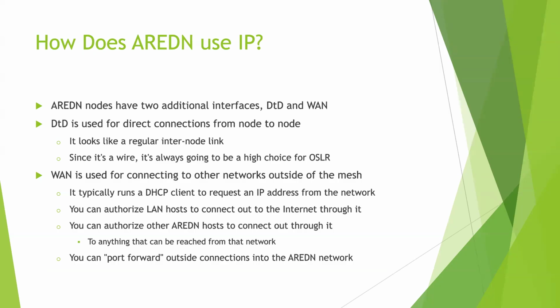Okay. And then the WAN is used for connecting to other networks outside of the mesh. And the idea there is if you've got your AREDN device attached to your home network, that is done through the WAN port on the AREDN device. And so you can actually connect to that AREDN node's IP address from outside from your home internet. And you could even port map something to come through from outside of your home all the way through into the AREDN network if you wanted to. It would give you internet access, and you can choose if you want to grant that routability out of your node through your network or not to other nodes on the mesh.